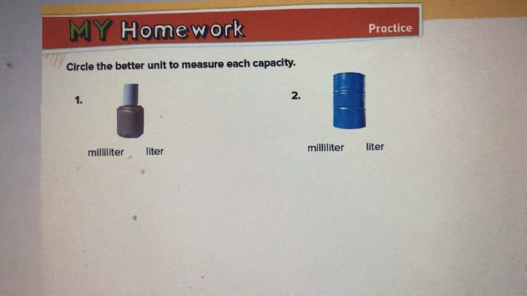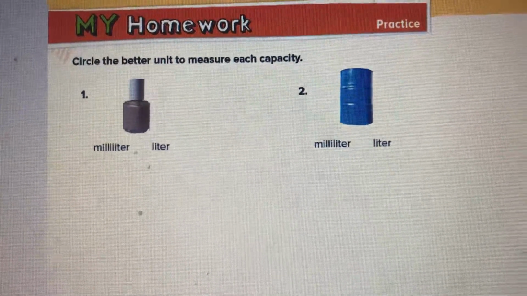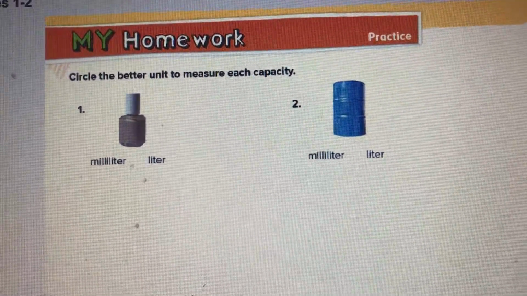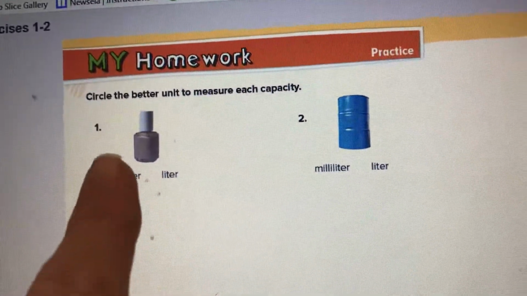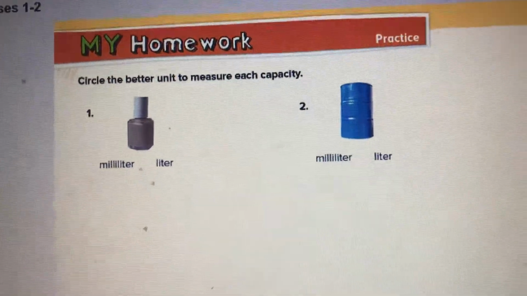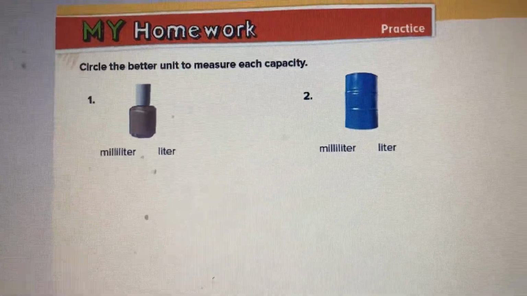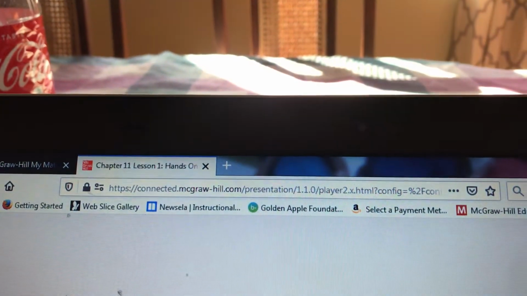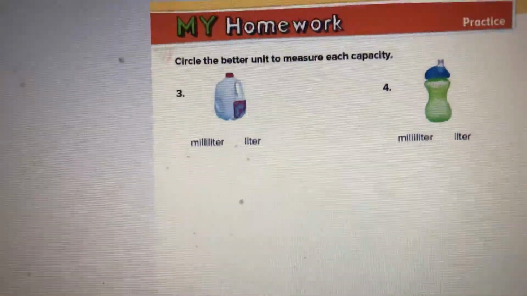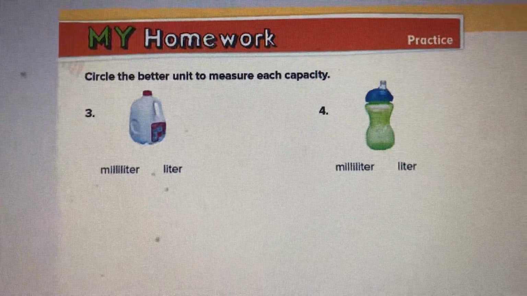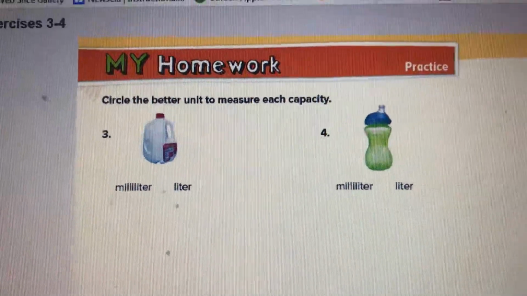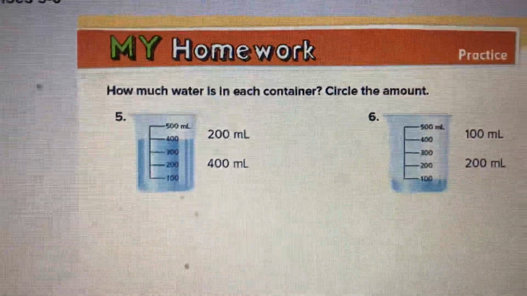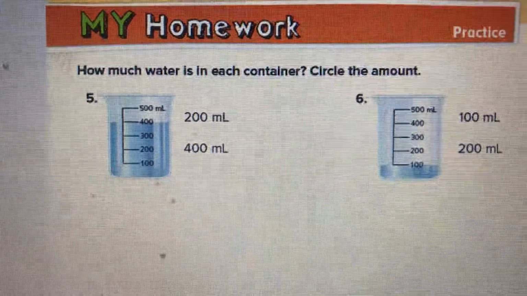Okay, this is your homework. I'm going to go through your homework a little bit with you and tell you what a few of these things are. This is nail polish. This is like a soup can, and Mrs. Selfridge is actually going to flip this up for a second so you don't see the answers here. And then we have a gallon jug of milk, and that's a baby sippy cup like you had when you were smaller. And then you're just going to circle how much water is in each container, circle the correct amount.